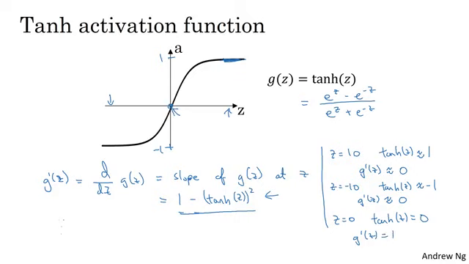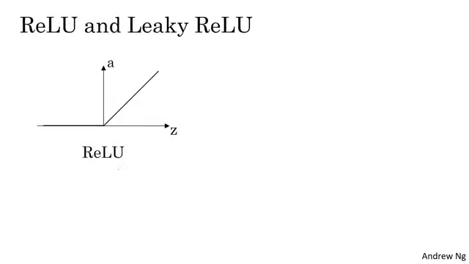So just to summarize, if a is equal to g of z, so if a is equal to this tanh of z, then the derivative g prime of z is equal to 1 minus a squared. So once again, if you've already computed the value of a, you can use this formula to very quickly compute the derivative as well. Finally, here's how you compute the derivatives for the ReLU and Leaky ReLU activation functions.